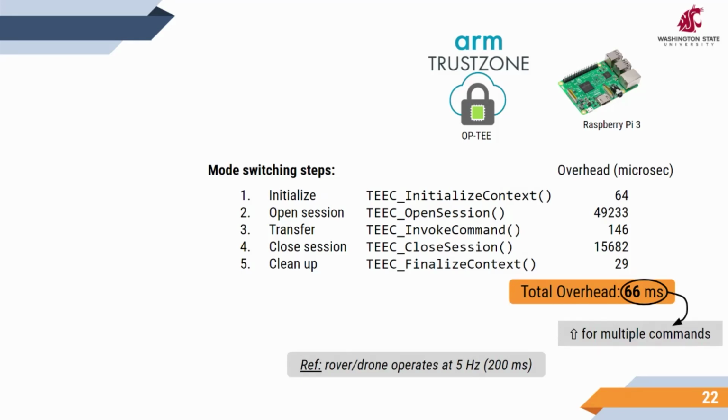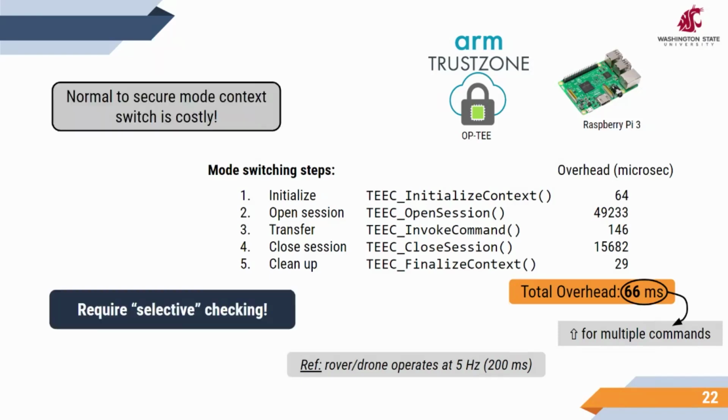So, for instance, if a drone or rover or any real-time cyber-physical application operates at 5 hertz, we need to ensure their end-to-end latency, from arrival to finish, should be within 200 milliseconds. Now, checking one actuation command taking 66 milliseconds is very high, considering that we have some additional delay, like actual task computation, then delay from execution of other high-priority tasks, and so on and so forth, right? So what can we do? Can we do better? How can we address this problem?